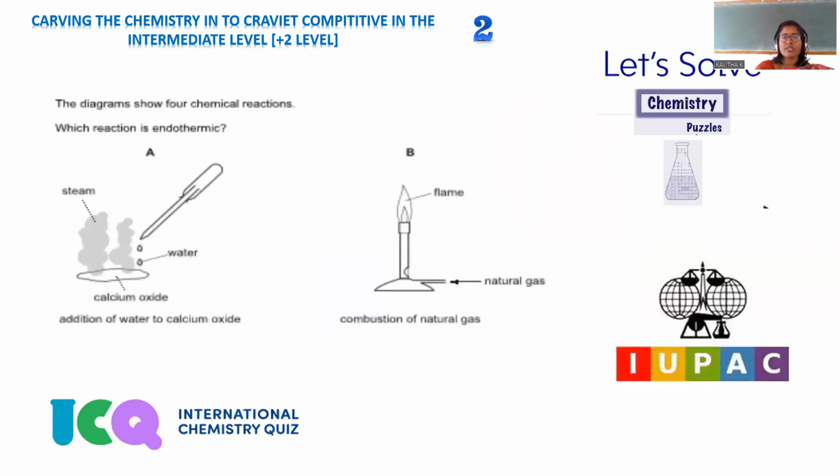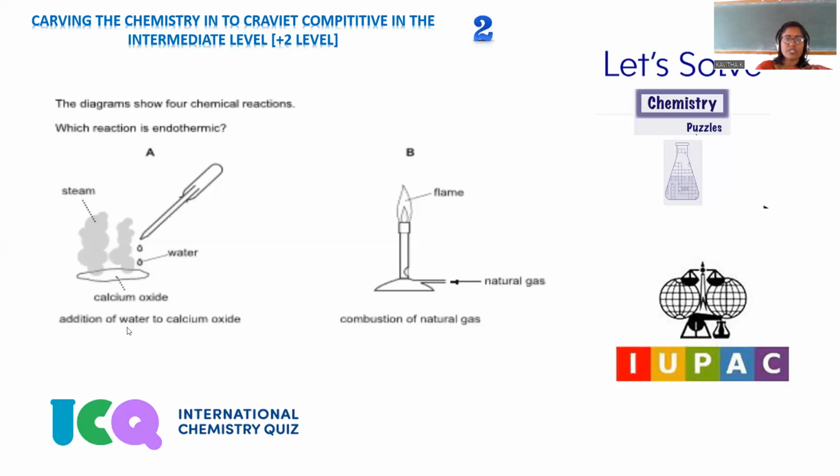Let's move on to question number 2, where the diagram shows 4 chemical reactions. 4 different chemical reactions are provided, and we have to identify which is the endothermic reaction. First of all we have to know what is meant by endothermic, then only we will decide which comes under endothermic. Endothermic is the reaction where heat is absorbed to perform the reaction. If heat is absorbed in order to carry out the reaction, it is called endothermic. While doing the reaction, if heat is evolved, coming out, that is called an exothermic reaction.